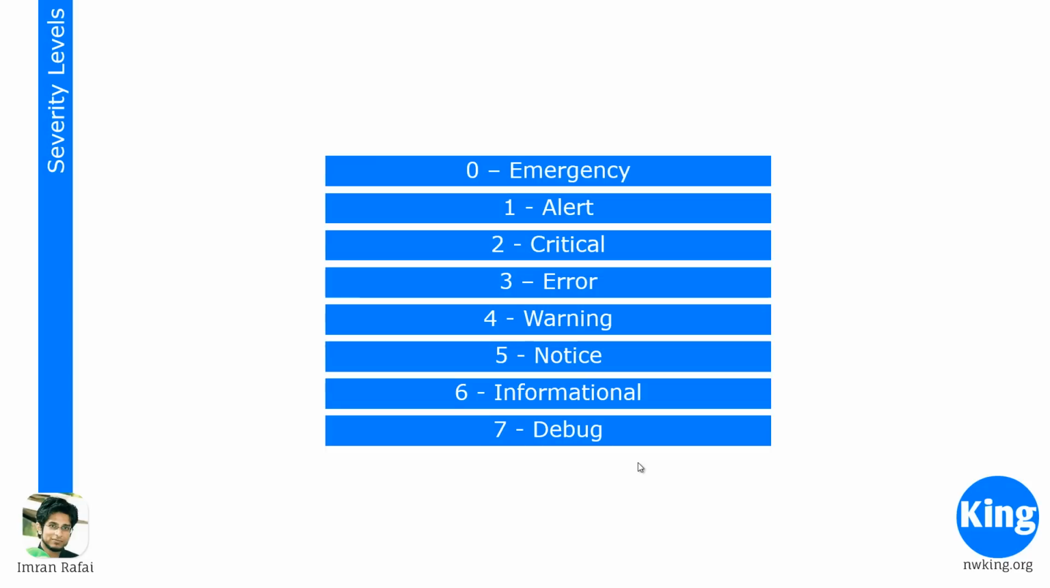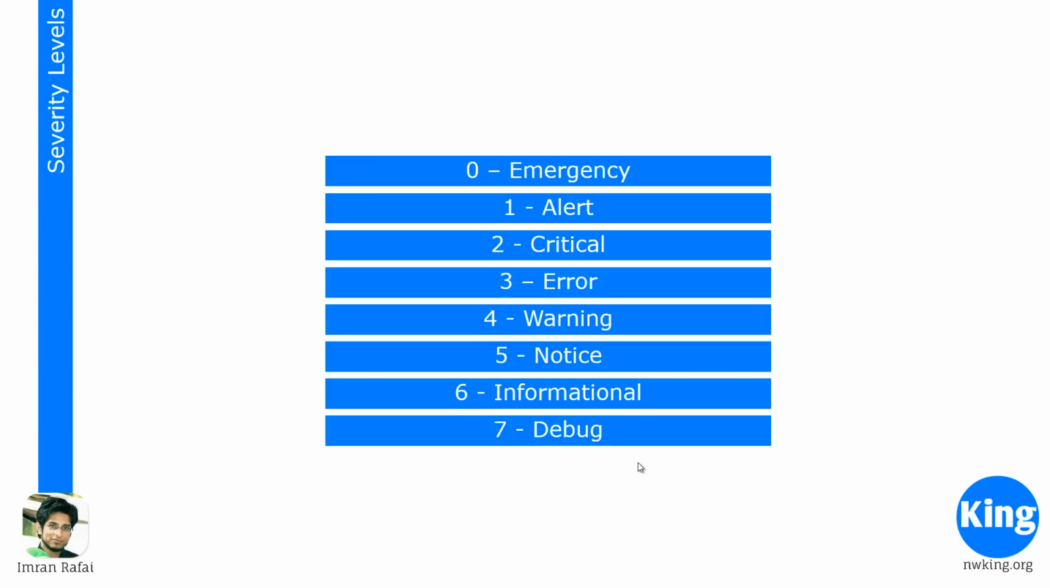Level 2 is critical. Again, it's very, very bad. Level 3, there is some error. System might be working, but there is an error. Level 4 is a warning. The system is going to work, but it is a warning. Level 5 is notice. If you remember, when there's a link state change, when you shut down and when you do no shut, that is 5.